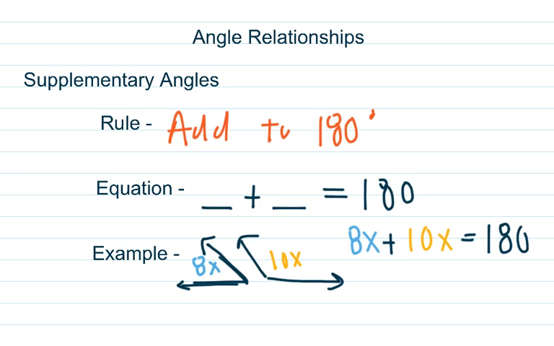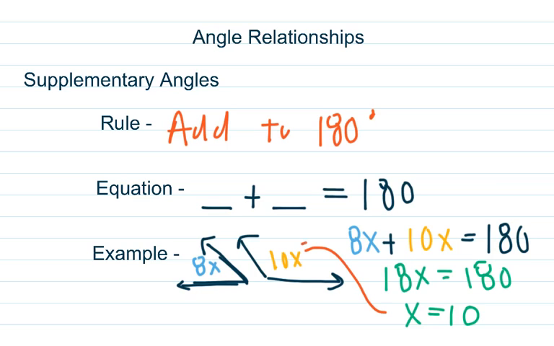Now we solve. So we have 8x plus 10x is going to be our 18x, still equal to 180. And that means that x is equal to 10 again. Again, if you want to solve for a missing angle measure, you're just going to plug that back in.